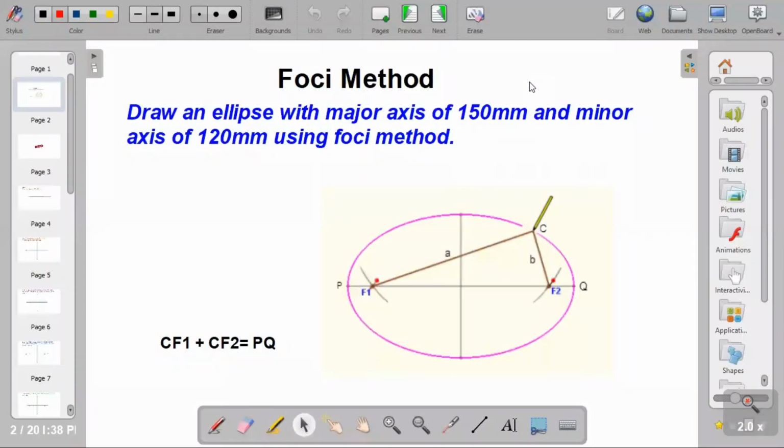Ellipse by Foci method. An ellipse is the locus formed when a point moves so that its distances from two fixed points F1 and F2 is a constant, meaning that CF1 plus CF2 equals PQ. PQ is the major axis, while the vertical line is the minor axis. This satisfies the equation of an ellipse. In this video, I'm going to show you how to construct an ellipse using Foci method.